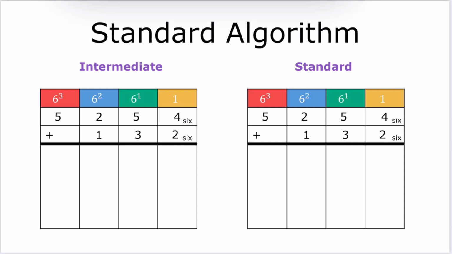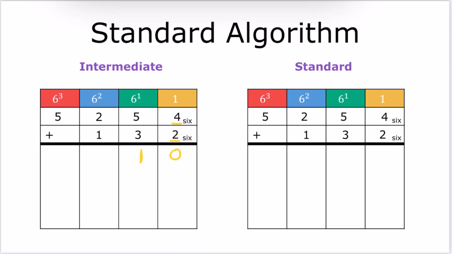So to start, we would say, okay, well, if I have 4 units plus 2 units, well, 4 units plus 2 units is going to be 6 units. And in base 6, we write that number as 1, 0, because you have a 1 in the sixes column and a 0 in the units column. And so with the intermediate algorithm, we're just going to write it like that.